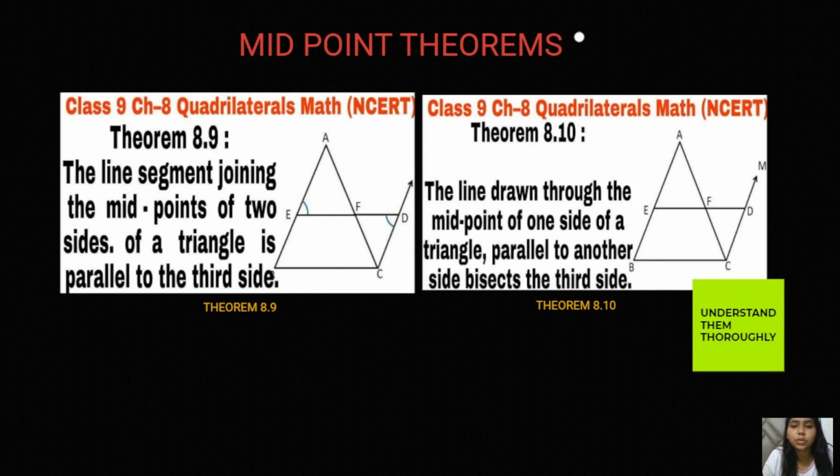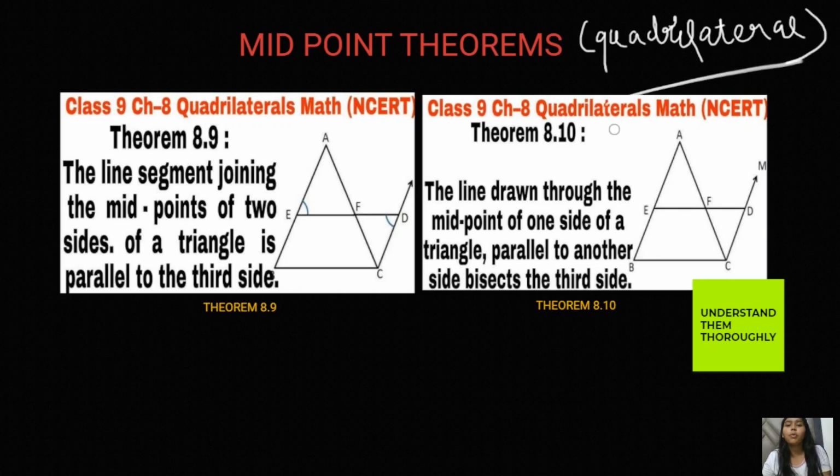These are the last two theorems for this chapter, quadrilaterals. They are called the midpoint theorems, and they are very important theorems for this chapter, right? A line segment joining the midpoints of two sides of a triangle is parallel to the third side. Basically, let's suppose this is the triangle. This says the line segment joining the midpoints of two sides. This is the midpoint, this is the midpoint. This is A, B, C.